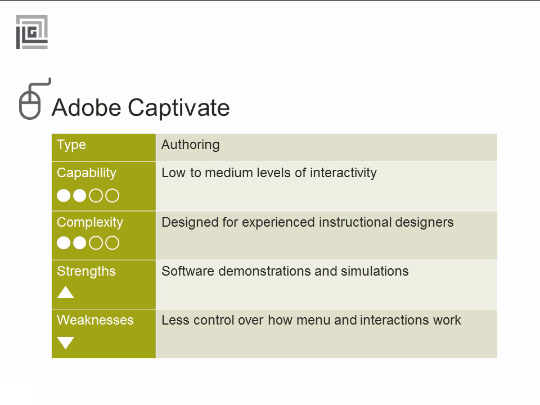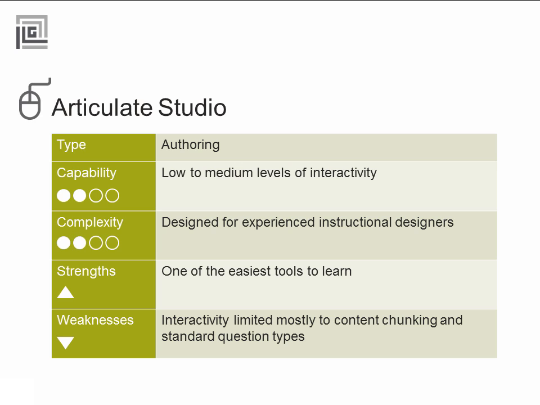So Adobe Captivate falls into that level 2 authoring tool level. Again, that means medium levels of interactivity and designed for experienced instructional designers. So one of its strengths is it's great for creating software demonstrations and software simulations. It has a long history of being used for that. One of its weaknesses is that it provides less control over how menus and interactions work than some of the other tools.